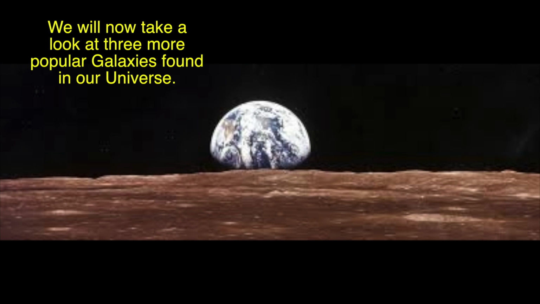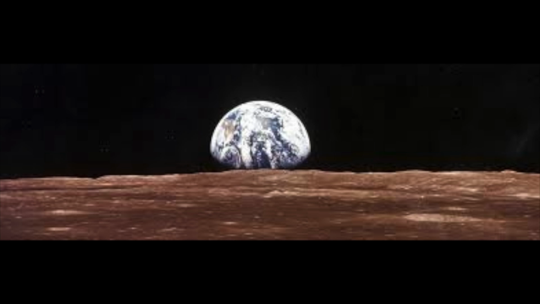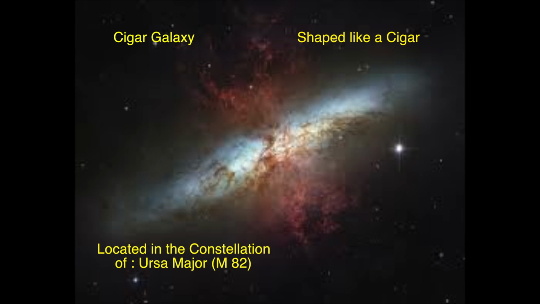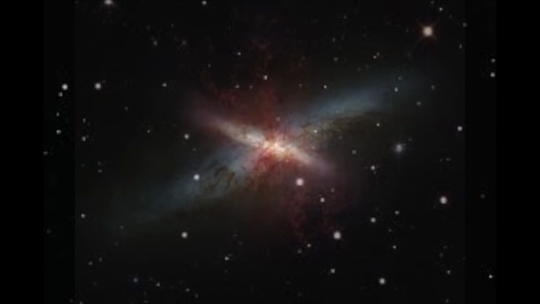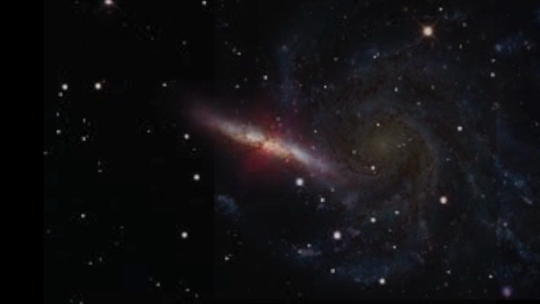We'll now take a look at three more popular galaxies found in our universe. These three galaxies are 1. Cigar Galaxy, 2. Pinwheel Galaxy, 3. Triangulum Galaxy. Cigar Galaxy, shaped like a cigar, located in the constellation of Ursa Major, M82, an irregular galaxy. The Cigar Galaxy is located some 12 million light years away from planet Earth.